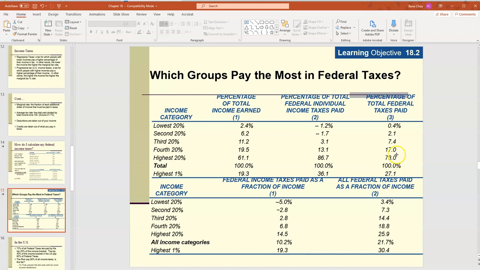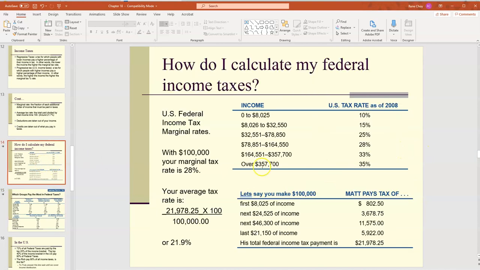The fourth 20% pays 17% of the taxes. So between the top 20% and the top 40%, if you include all of these, the top 40% pays 90% of all the income taxes in the US. So the majority of income taxes is paid by the top 40% of the income bracket in the US because taxes are progressive. All right? In other words, the higher the income level, the higher the marginal tax rate.